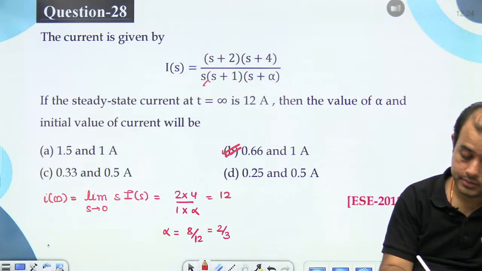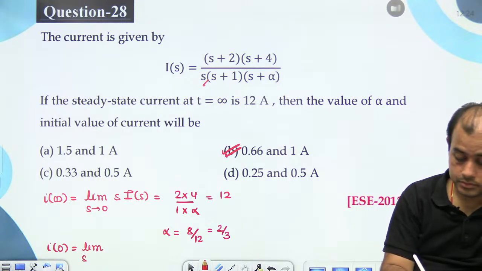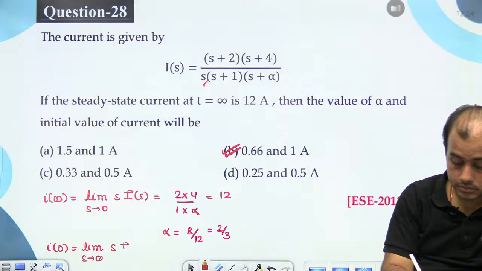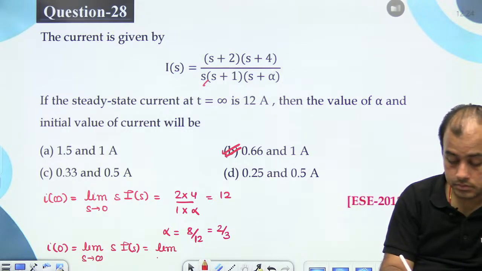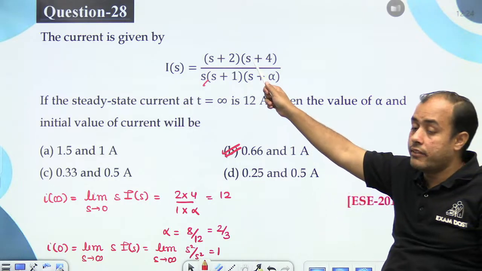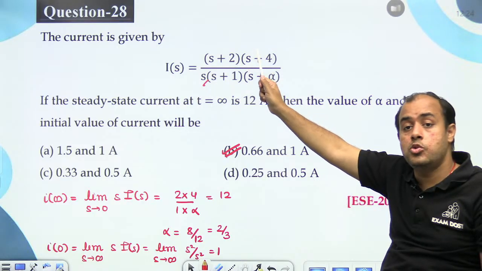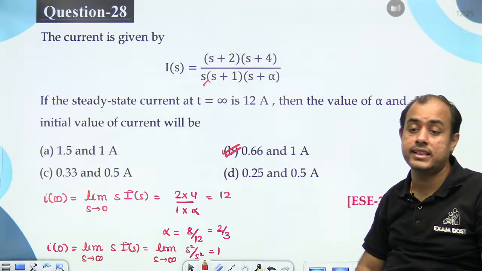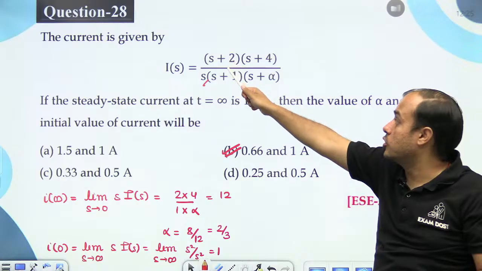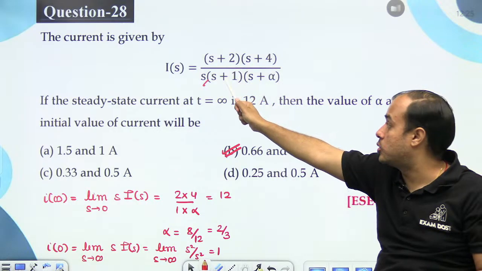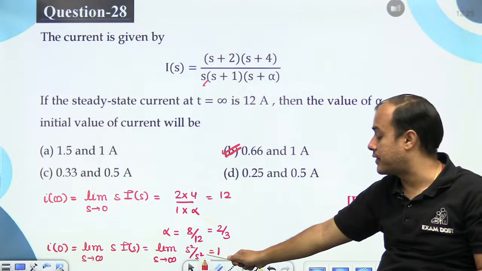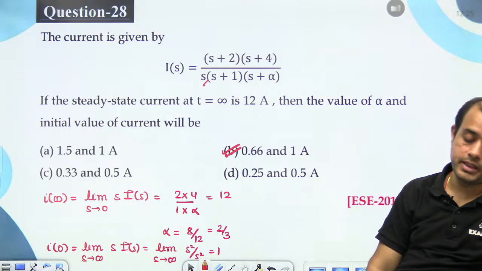0.66। ऊपर से भी S स्क्वायर, नीचे से भी S स्क्वायर 1। Whenever S is tending to infinity, you consider the term having highest power of S. In the numerator, highest power of S will be 2. Denominator also highest power of S will be 2. So it will be 1.